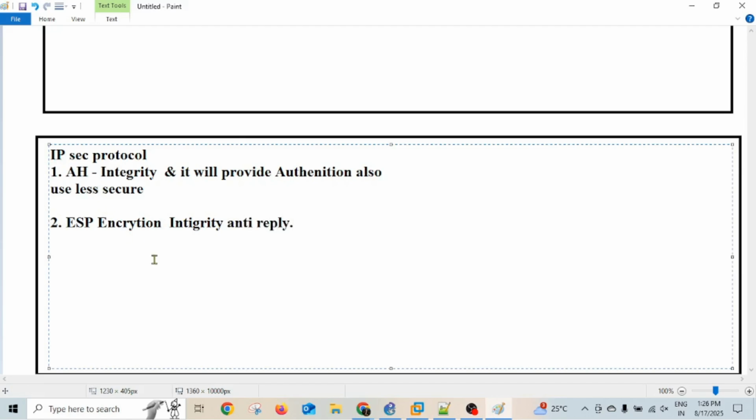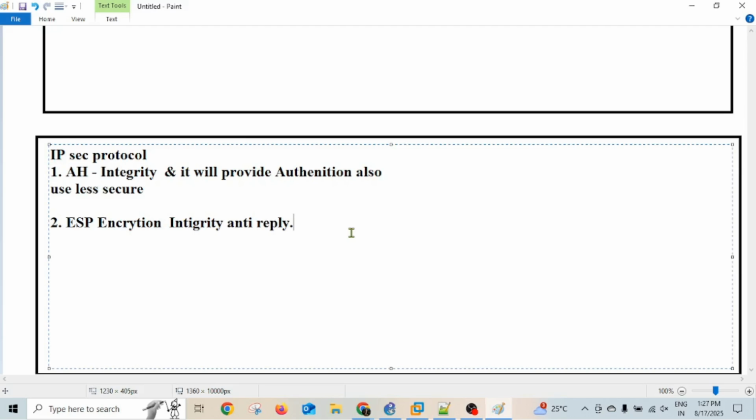So there are two protocol types: AH and ESP. AH means Authentication Header. ESP means Encapsulating Security Payload. This is used for tunnel mode in the real world. After this I will configure the tunnel mode, and how it works and how the packet is sent, we can see everything in the lab.